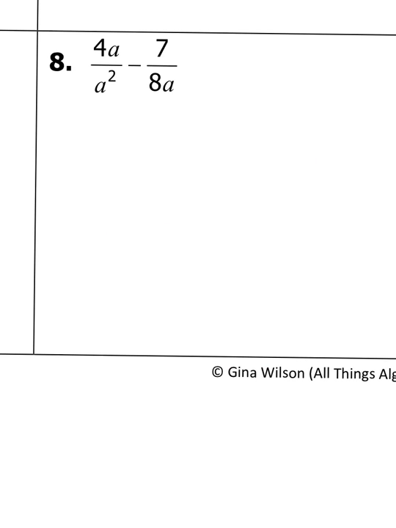Okay, for this one, we're looking at our denominators. Both different. My first denominator is a squared. My second denominator is 8a. So what is a squared? A squared is just a times a. Over here, it's 8 times a. What do they have in common? They have an a and an a.